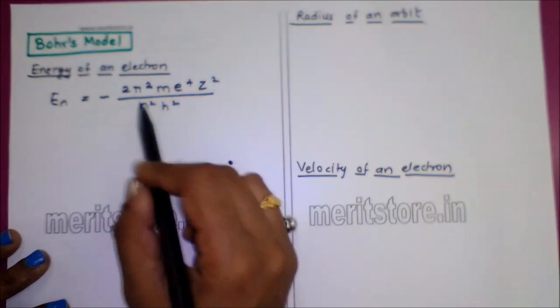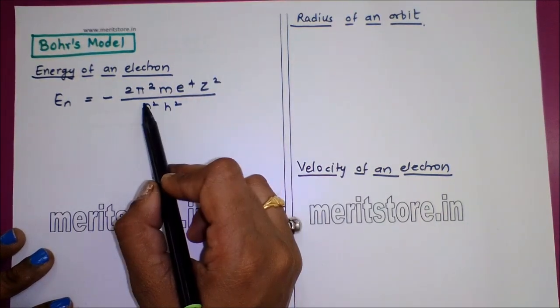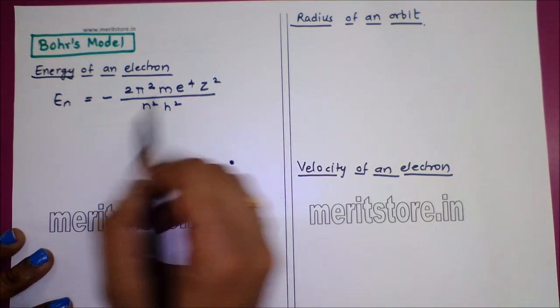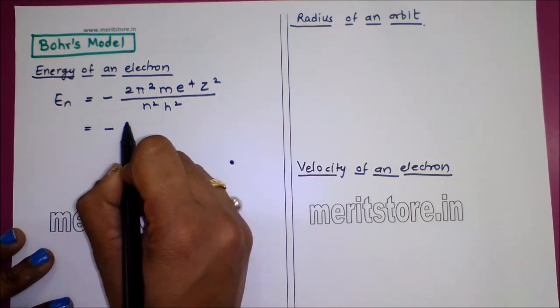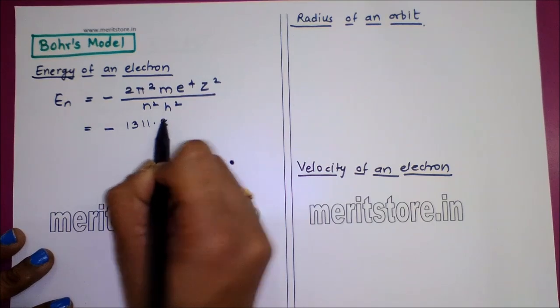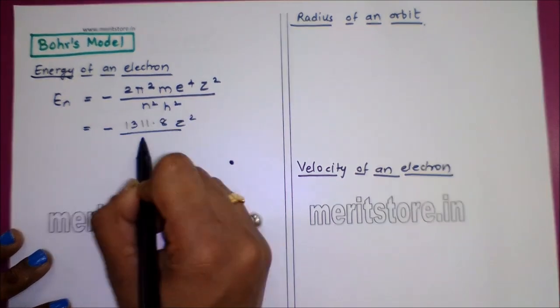Since all these values except z and n are known, we can substitute all these values and we can get the answer of minus 1311.8 z square upon n square.